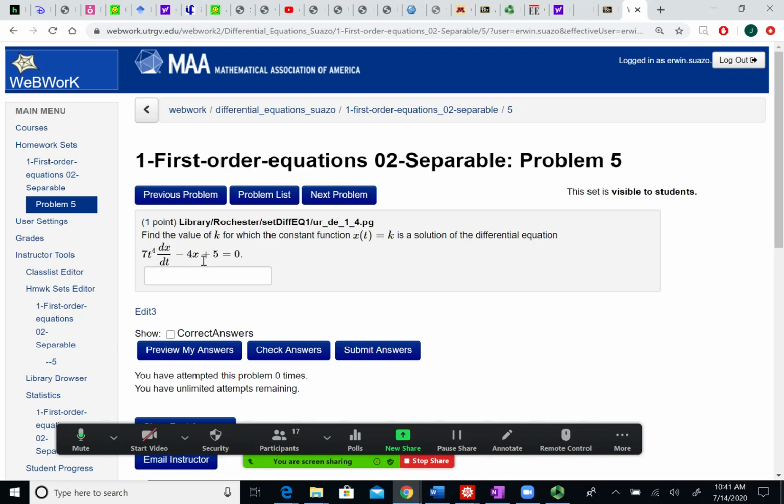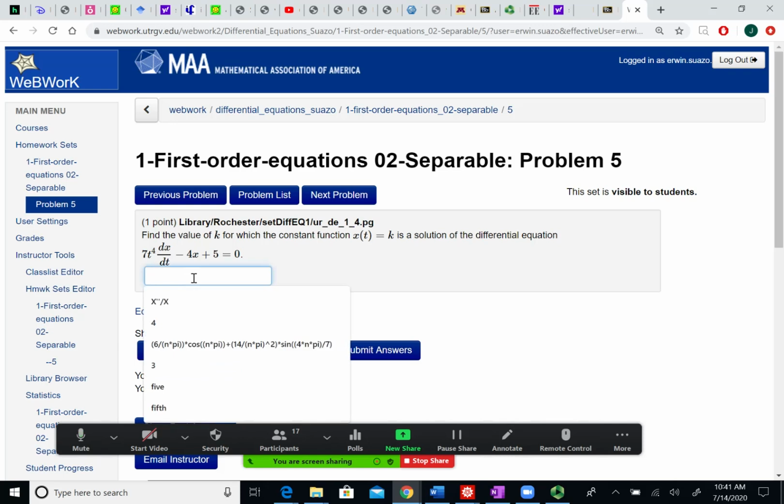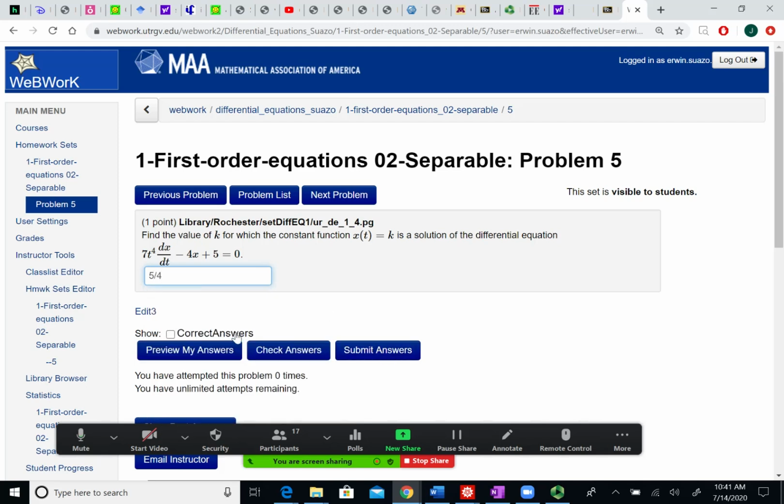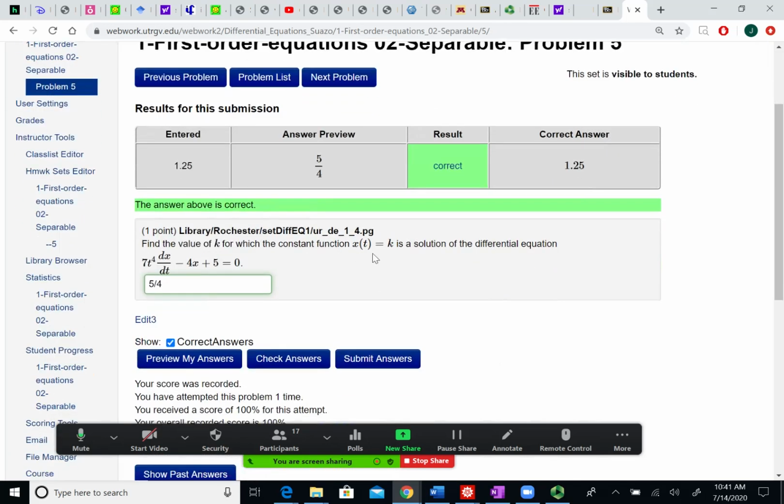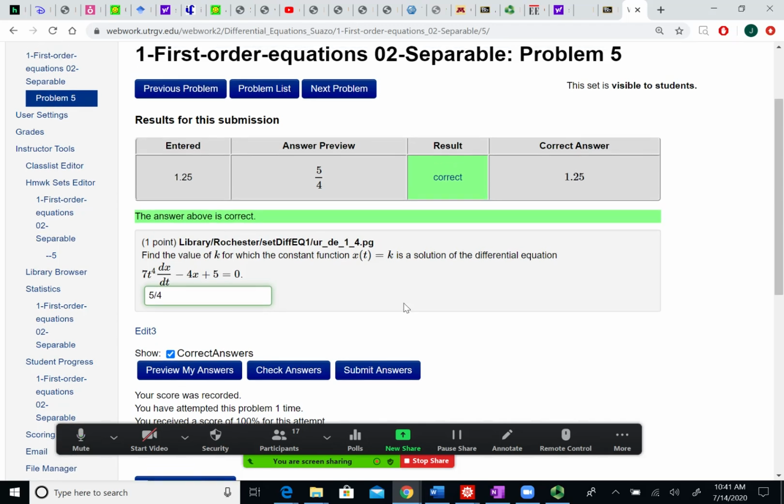So I have minus 4k plus 5 equals 0. All that I have to do is solve for k. So I'm gonna get, if I'm not wrong, 5/4. That's it. Just to test that you are not scared with the x(t)'s, and this is just a constant. When you plug in, this is 0, and then you just get the answer. This problem is actually not separation of variables. It's more like plugging in, but anyway.